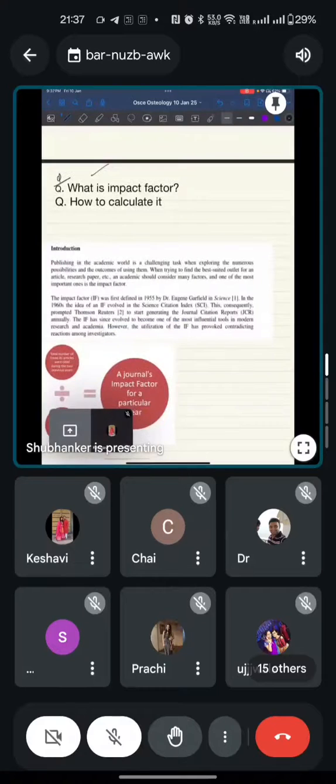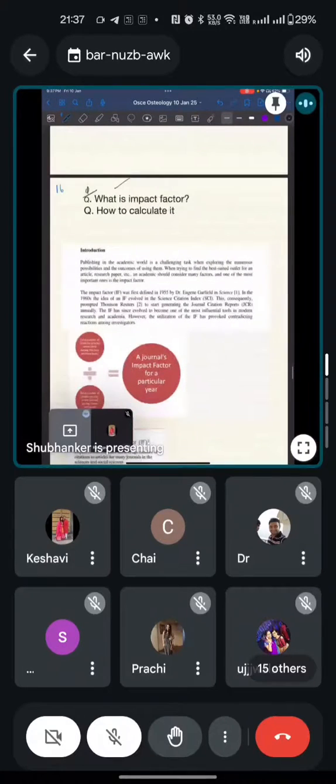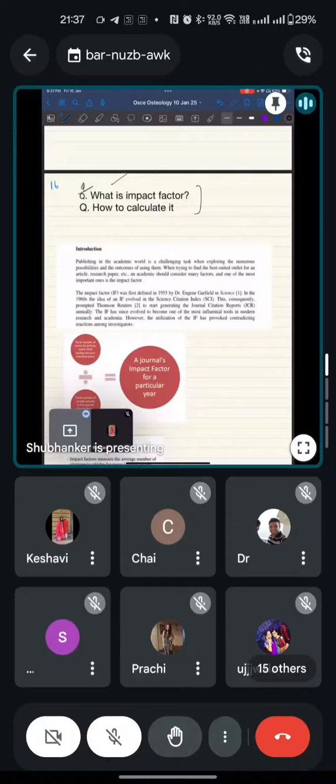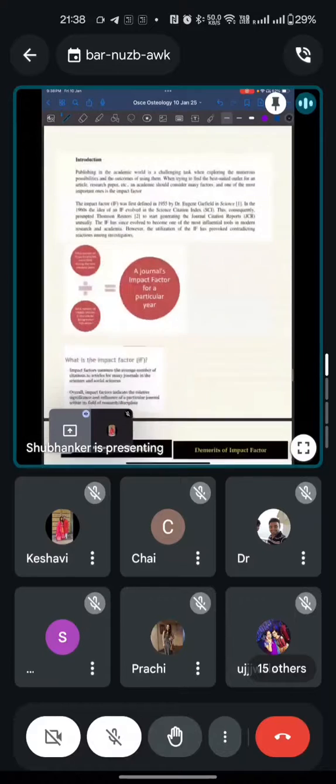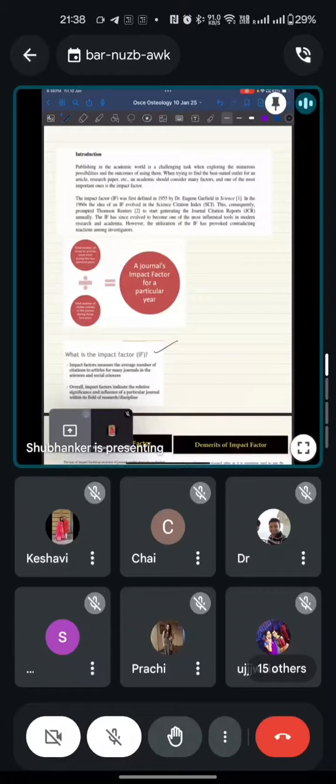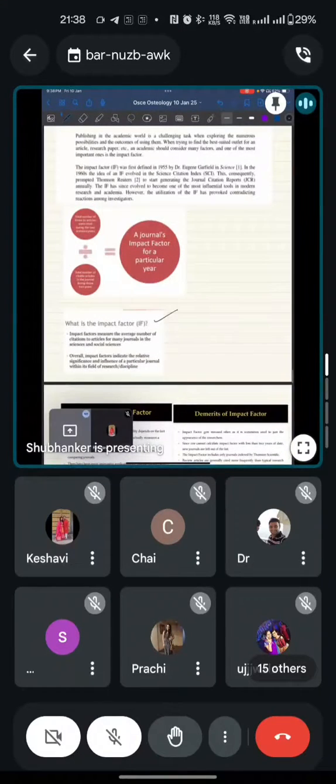Okay. Second question. What is impact factor? How to calculate it? Believe me, of late, a recent trend has started of giving calculation-based questions. They might give you certain data and ask you to calculate, so please go for the specific formulas. What is this impact factor? You should remember that it measures the average number of citations to the articles of a journal.